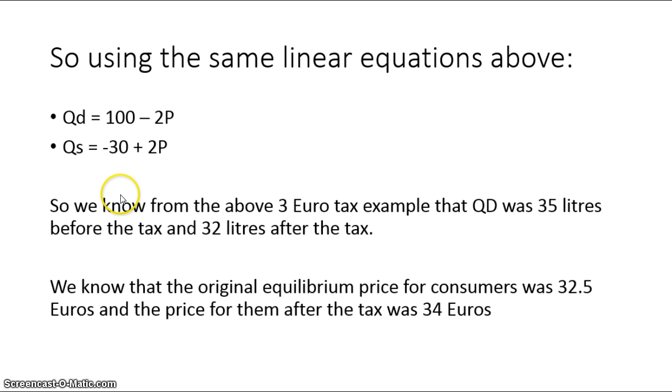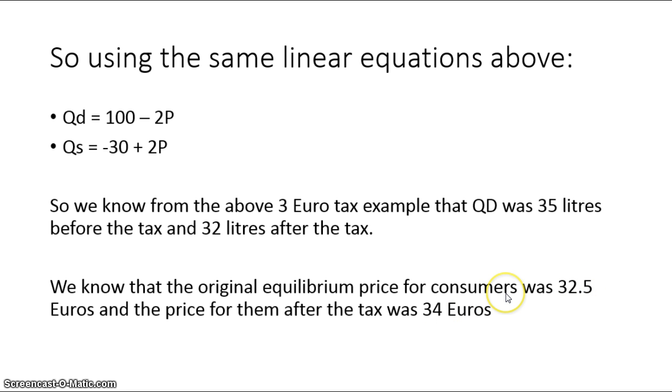As we've worked out lots of information to do with these linear equations, we've got all the information we need to work out, for example, the price elasticity of demand or the price elasticity of supply. So let's work out price elasticity of demand. We know that when we charged a €3 tax, quantity demanded changed from 35 litres to 32 litres after the tax. At the same time, we know the equilibrium price for consumers changed from 32.5 to 34 euros.